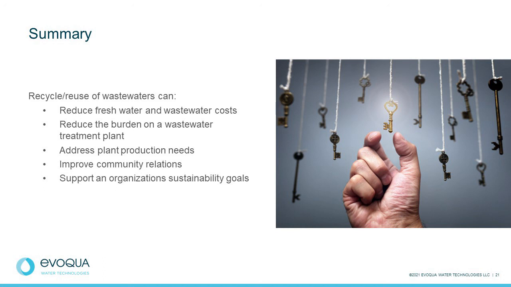This now concludes our presentation. There's an appendix that follows that includes definitions of technical terms, along with some case studies.